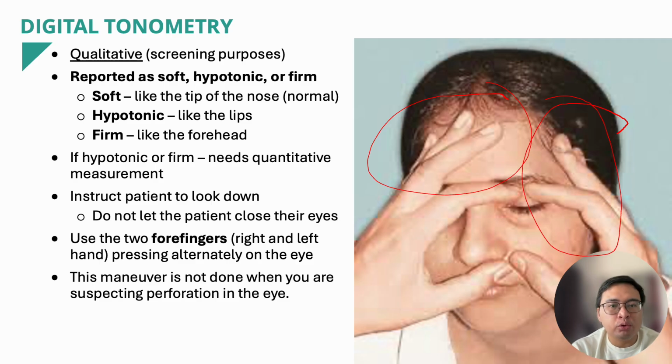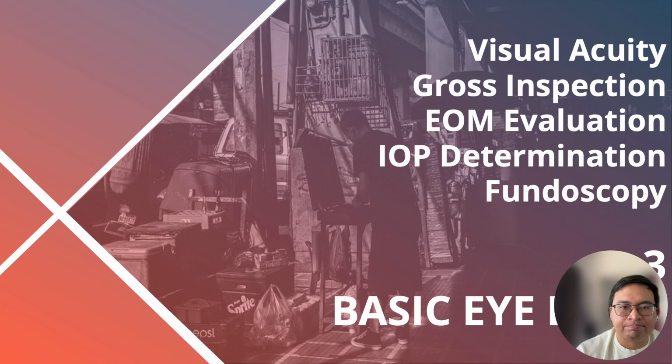Okay? So how do we grade it? You could grade it as either soft, hypotonic, or firm. Okay? So firm is like the forehead, soft is like the tip of the nose, while hypotonic is like the lips. So the normal one is around soft. Okay. So lastly, we have fundoscopy for the basic eye exam. Okay?